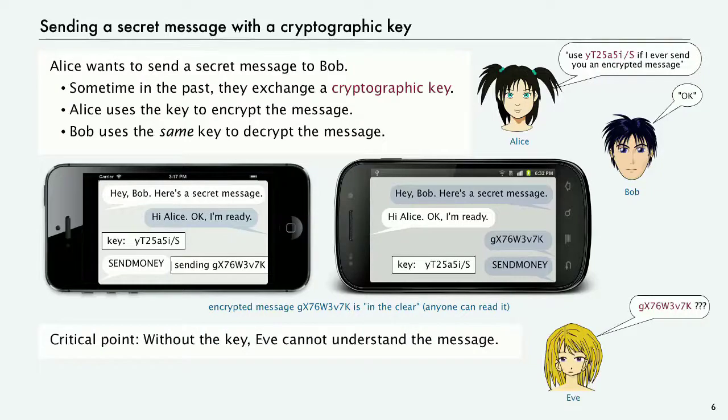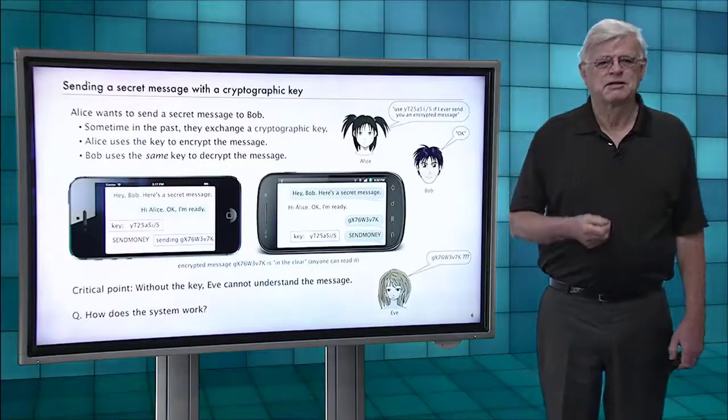Now, clearly, the critical point of this is that without the key, any eavesdropper, and in cryptography it's traditional to use the character Eve as eavesdropper, can't understand the message. She can read what got sent in the clear, but she can't understand the message. So the first question we want to address is, how does this system work? How can we build a system like this?